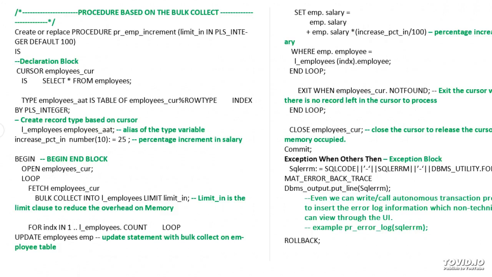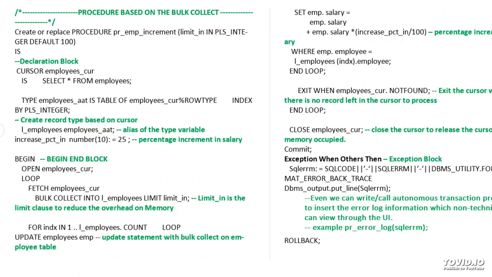We are inserting this data with the format error backtrace into the error message variable, and then we are printing it here with DBMS_OUTPUT.PUT_LINE, which is a DBMS function which will help to print the output or the variable information, the SQL error message.